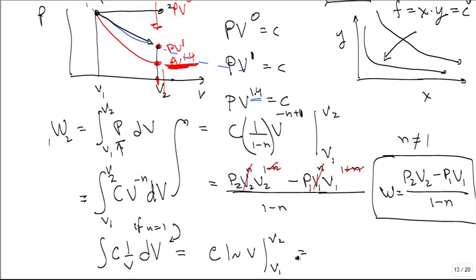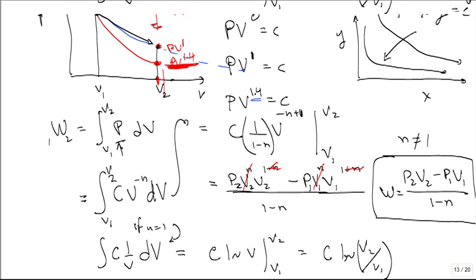True? Yeah. And so it's that constant times natural log of V2 divided by V1, because I know there's a rule where you can get the two together, right? Natural log of V2 minus natural log of V1, and then you put them together as a ratio in one natural log. So there you go. That's the other work.